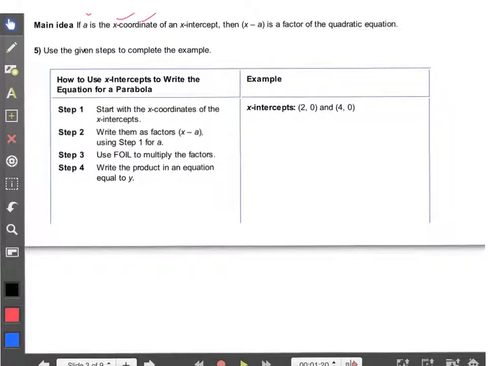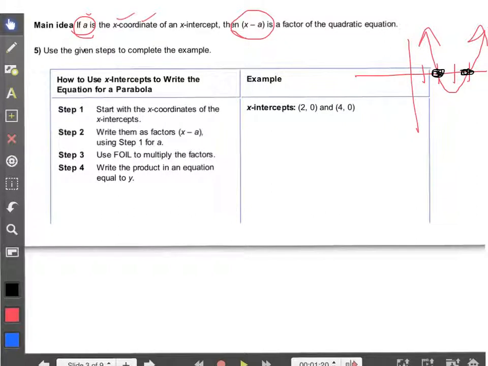All right, so the next part of this is pretty important to understand, and it's kind of random, but it will make sense in a second. The main idea, the statement that we're saying, is that if a is the x-coordinate of the x-intercept, then x minus a is a factor. Here's what they're telling us: if we have a graph that crosses the x-axis at 2 and 4, then the points are (2, 0) and (4, 0). We just discussed that.